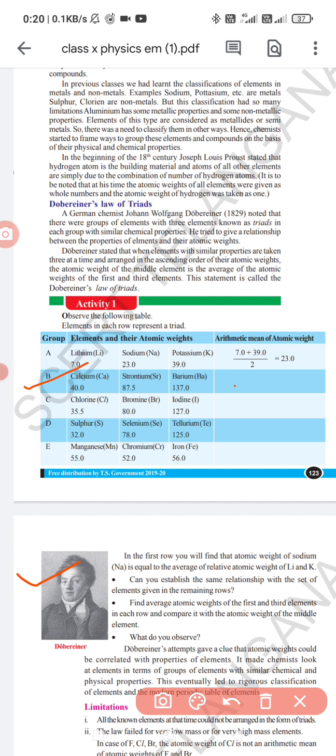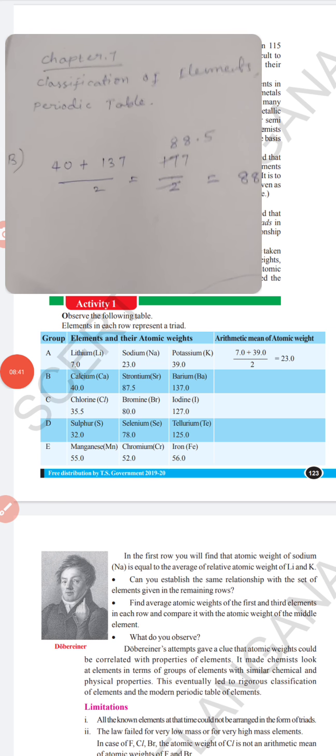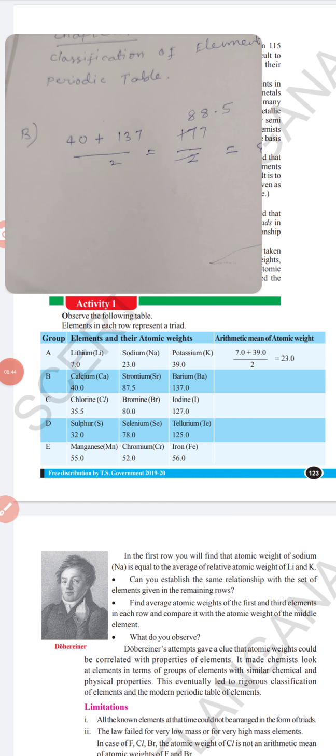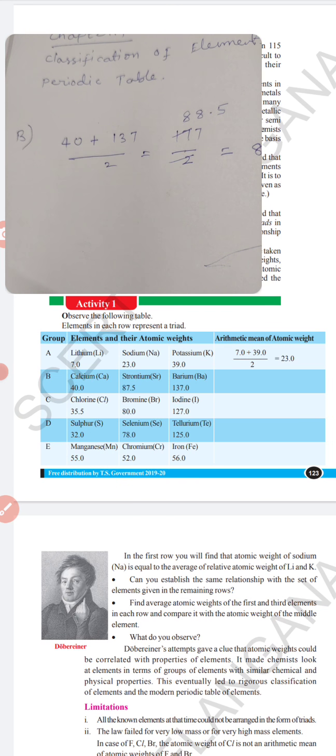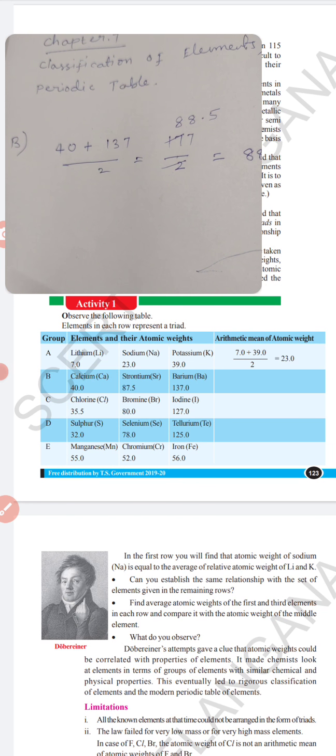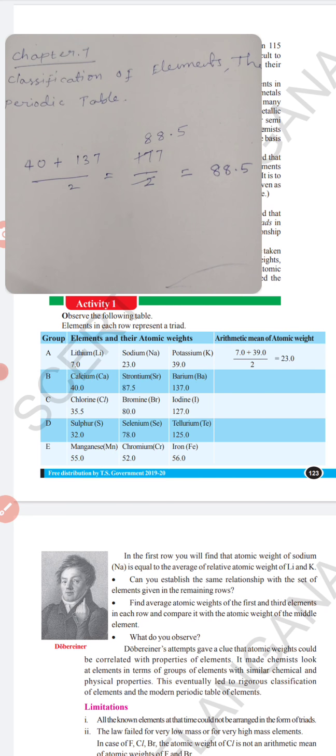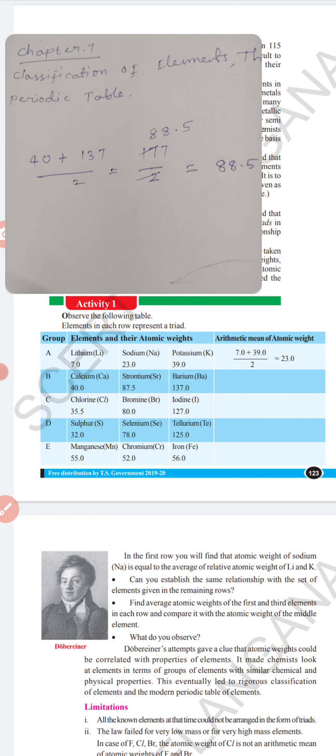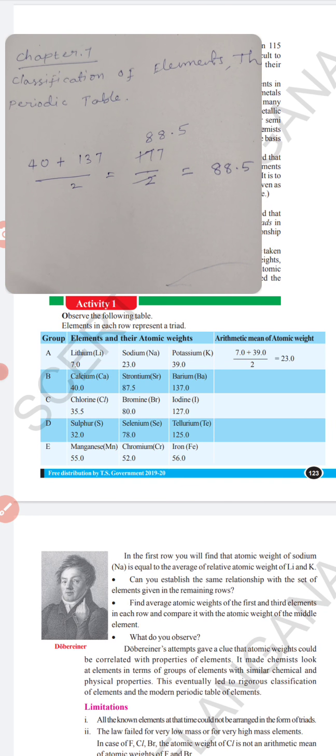These numbers like 87.5 and 137 are all atomic weights of the elements. We learned in 9th class about atomic number and atomic weight, or atomic mass number. These are the things related here. You can see the atomic weight of calcium is 40 and of barium is 137. 137 plus 40 is 177, divided by 2, it will be 88.5.